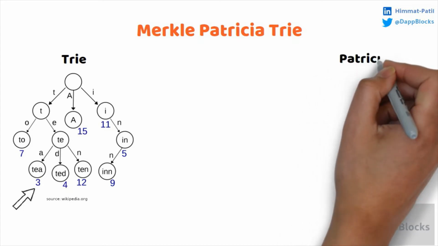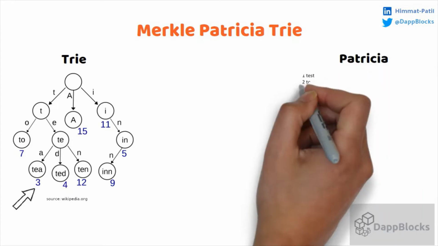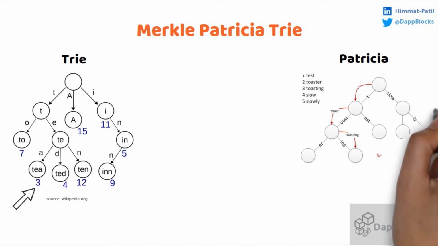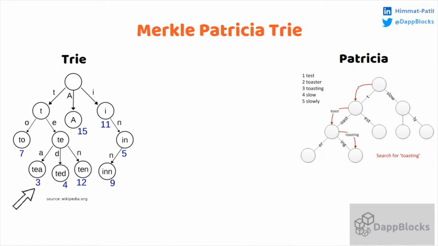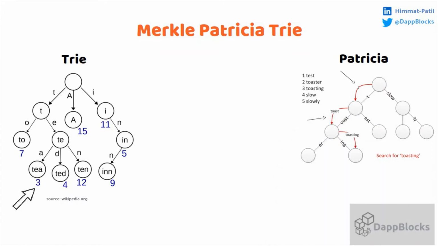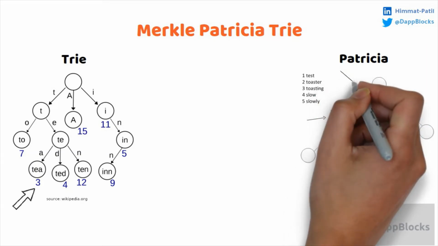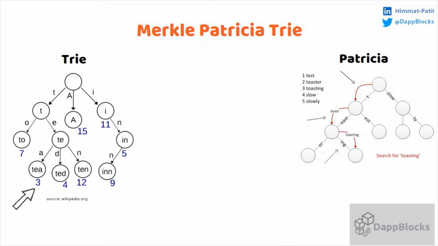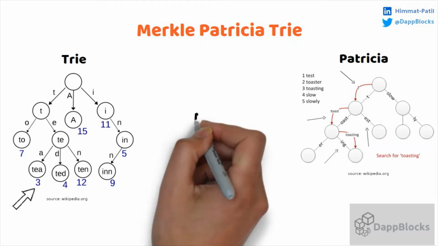Patricia. It is a practical algorithm to retrieve information coded in alphanumeric. Consider this example below. Here we are searching for toasting. So the path will be from root to T, then T to toast, and then toast to toasting. If you want to search for taste, then the path will be root to T and T to taste.